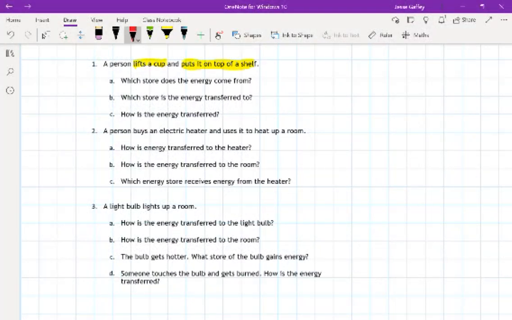Okay, so you're lifting the cup and putting it up on a shelf. So that's going to be the gravitational store. Well done if you said that. And how is the energy transferred? What type of transfer is it? Again, this has to be a transfer, not a store. This will be mechanical working. Well done if you got that right.